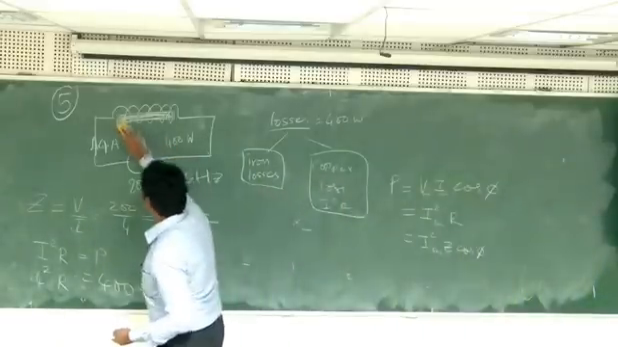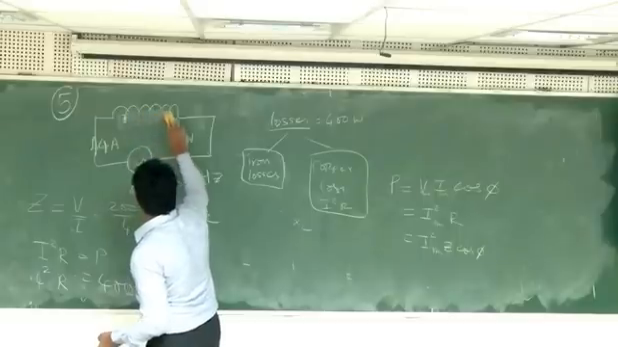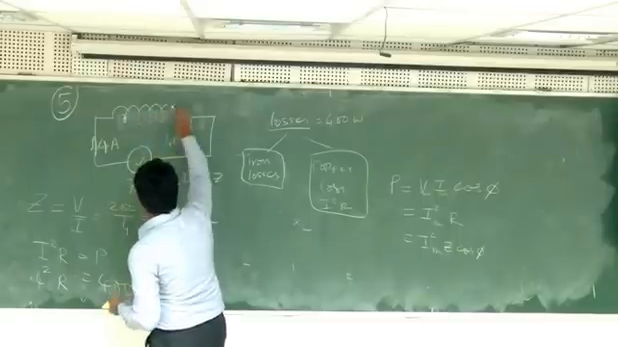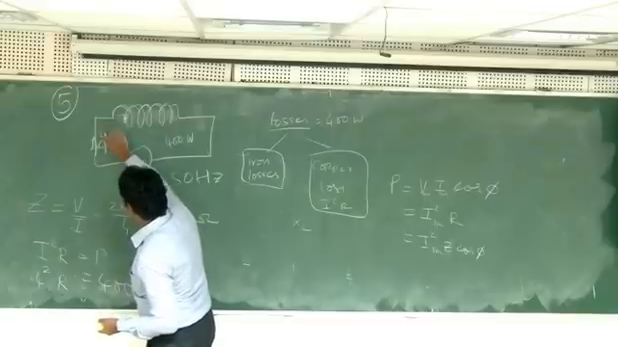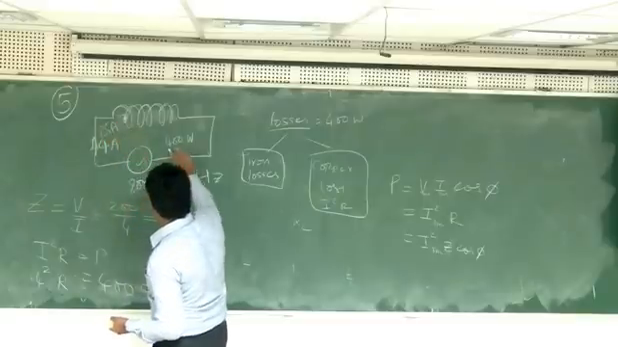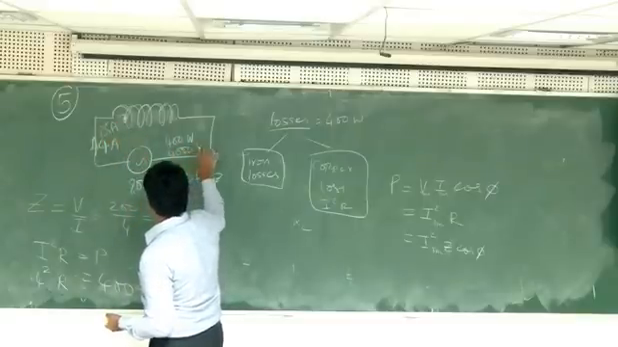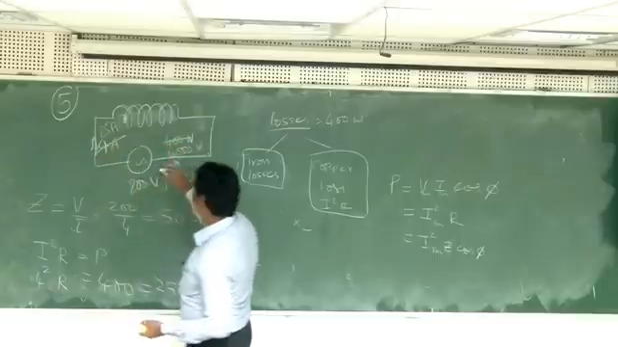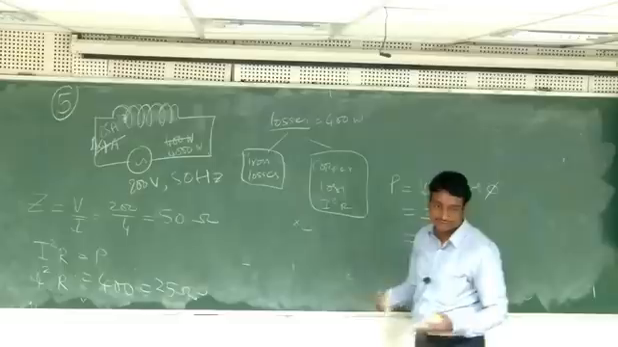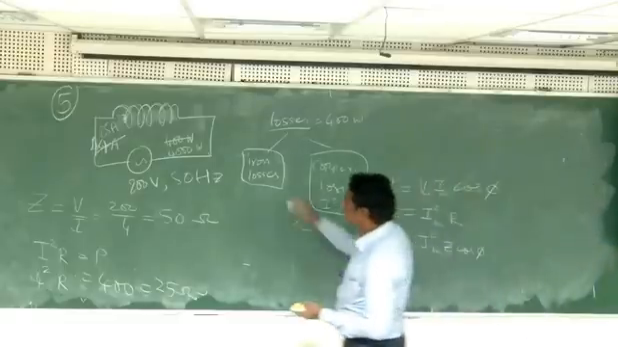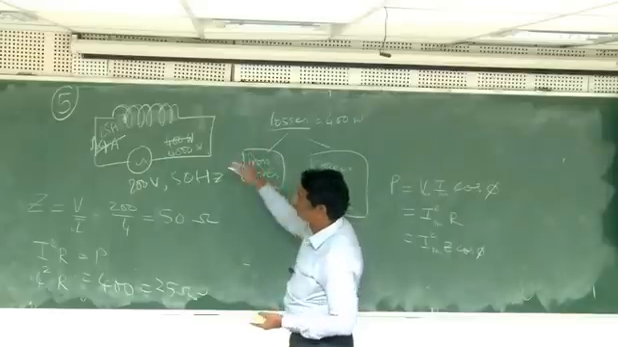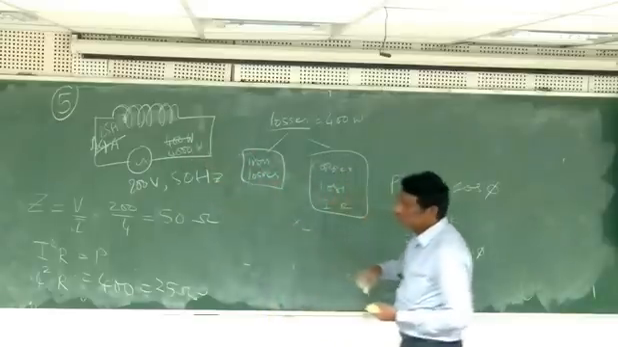If you remove the core, without the core, the current suddenly increases to 25 amperes and the power also increases to 4000 watts. That was the effect seen in the question. Now these iron losses will not come into the picture because there is no iron core inside.